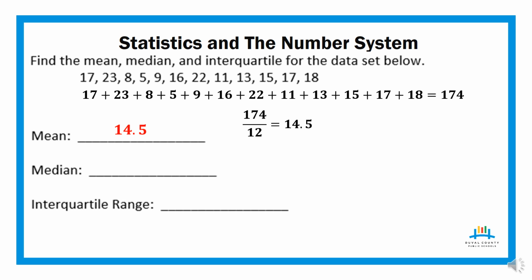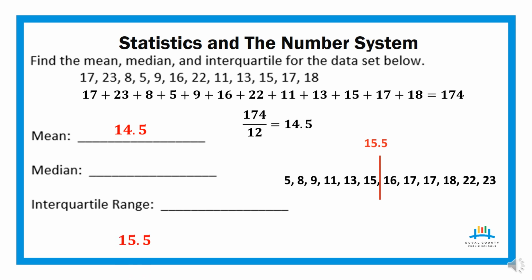Next, I want to find out what my median is. To do this, I need to reorder my data set in numeric order. Since there are 12 values, I'm going to have to find the average of the two middle values. So right here, between 15 and 16, I'm going to take the average. So 15 plus 16 divided by 2 will be 15.5. So my median will be 15.5.